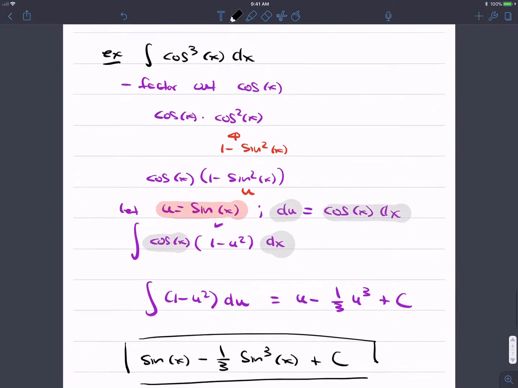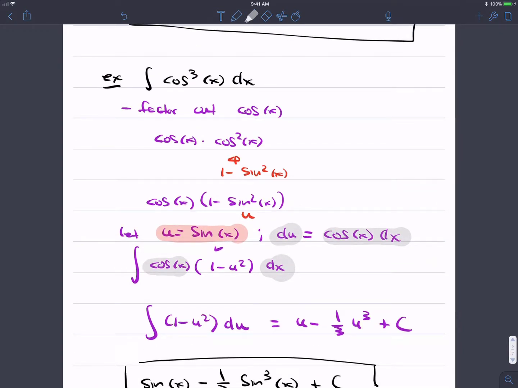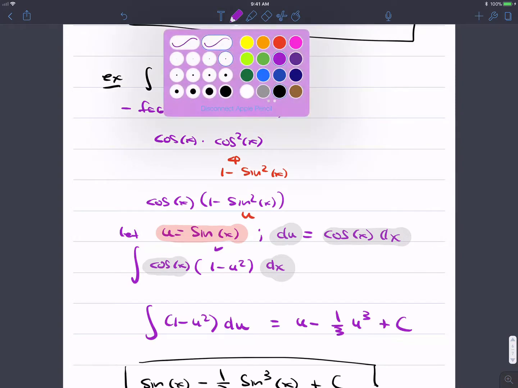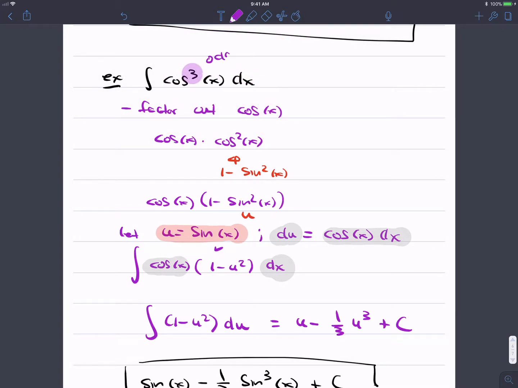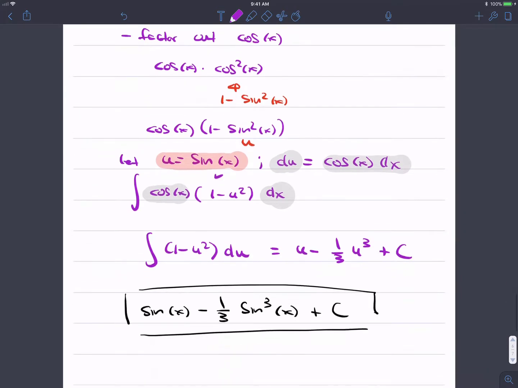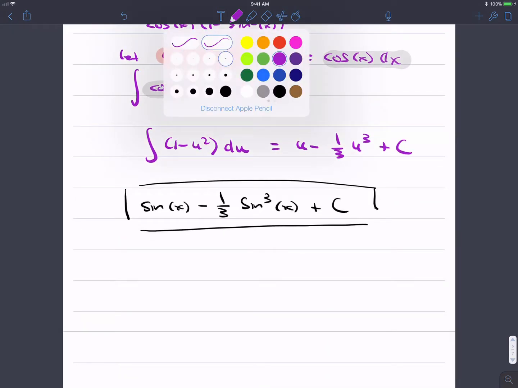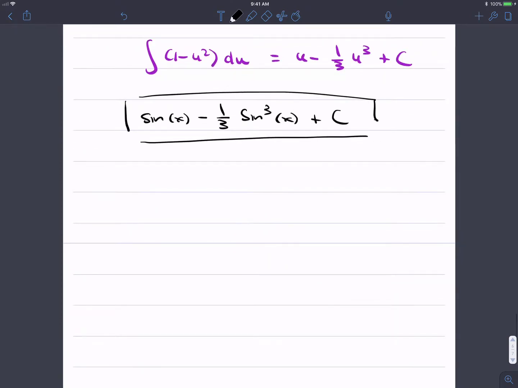And this is how we approach an odd power of cosine. It's very similar to how we approach the odd powers of sines. It just has a different factorization, a different Pythagorean identity, and a different u. So we can continue.